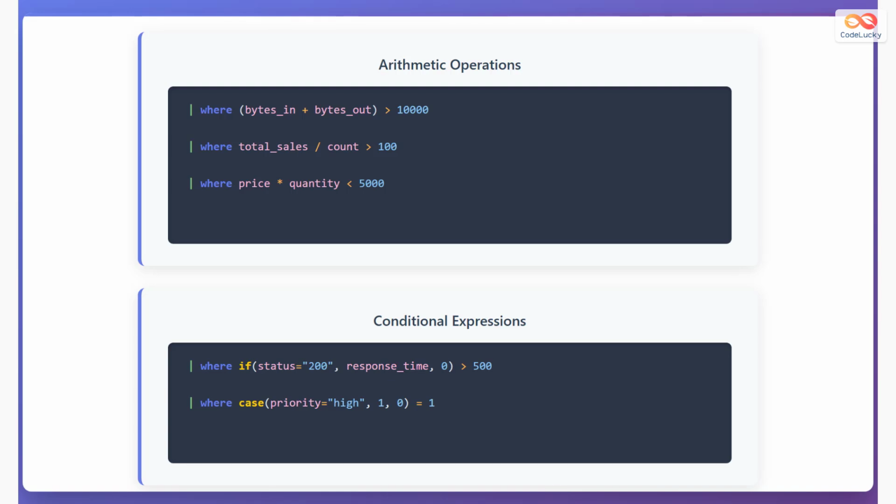The if function in | where, where if(status="200", response_time, 0) > 500, evaluates response times only for successful requests. The case function provides multiple conditions in | where, case(priority="high", 1, 0) = 1, for priority-based filtering.